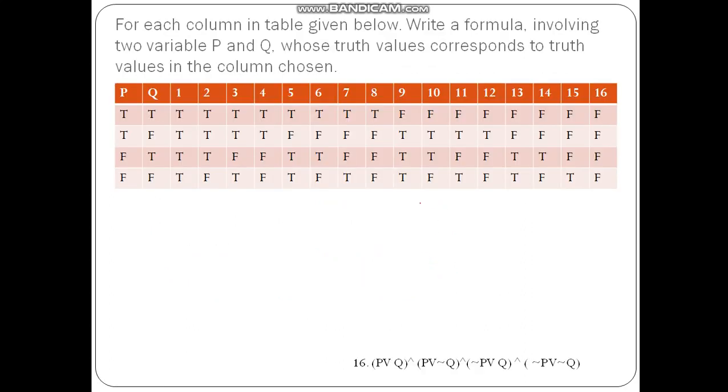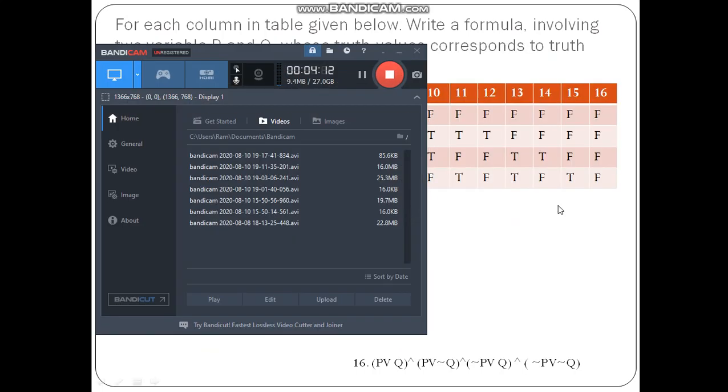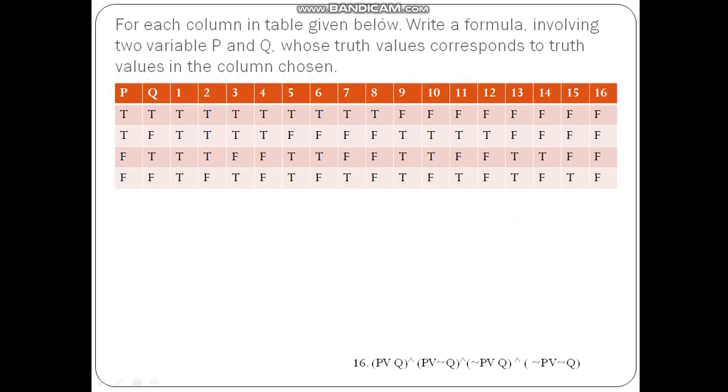Next is, for each column in the table given below, write a formula involving two variables P and Q. So these are the formulas with multiple variables, the 16 formulas that we have already discussed in the first part of this lecture. Okay, so the first one is all truths.